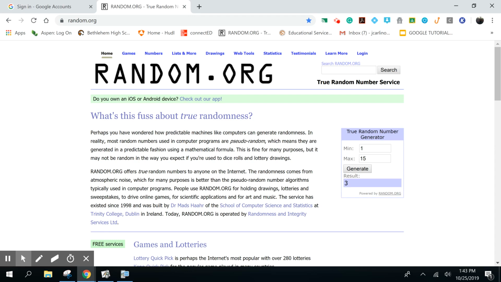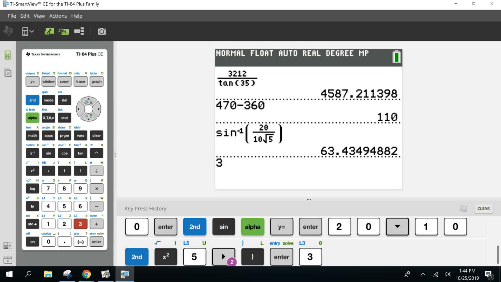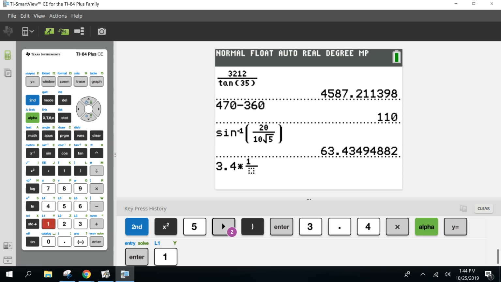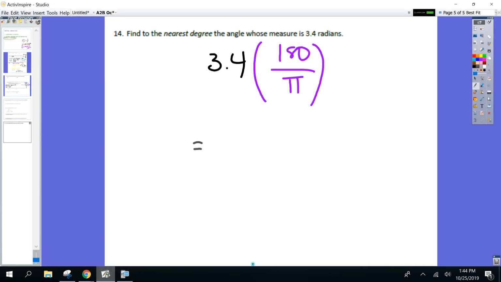What are we looking at, 3? Correct? Now you guys know sometimes the pi's cancel. How about this time? Nope, so everyone's just doing 3.4 times 180 over pi and rounding to the nearest degree. Nearest degree about 195 degrees.